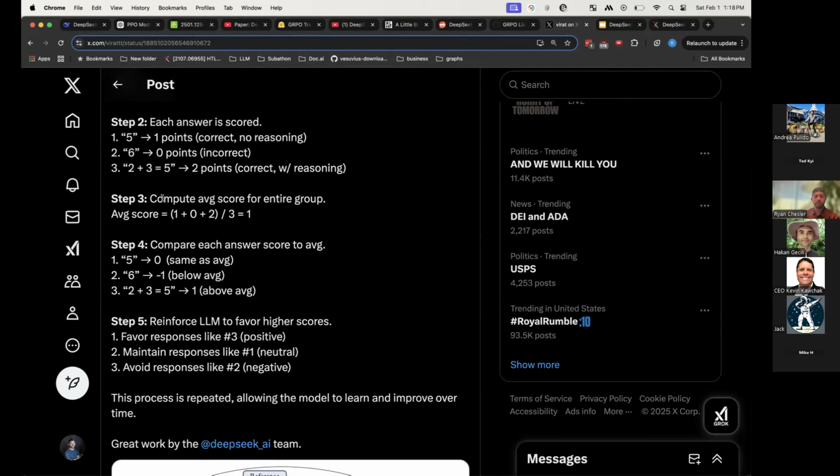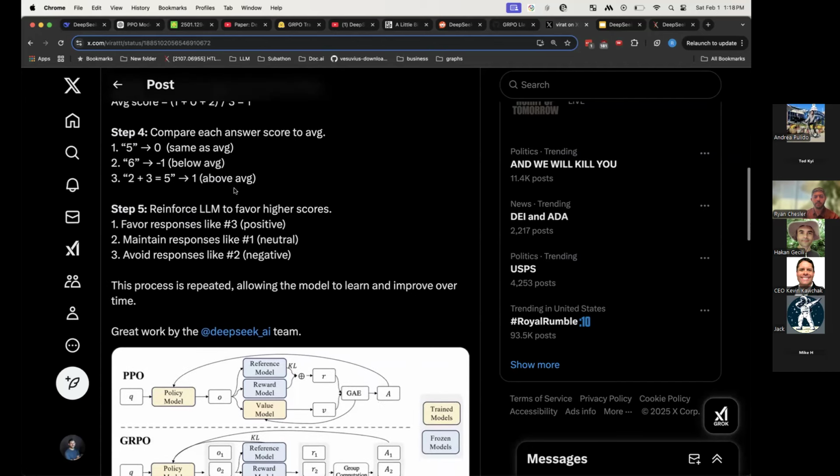And so you're looking at the average score from the group. So you're doing 1 plus 0 plus 2 from all of these scores up here. And then what you're doing is you want to compare each of these individually to the average. So this answer of 5 gets 0 because that was just the average outcome. It wasn't exceptional in any way. 6 gets a -1. You don't want it to do that because it's doing the totally wrong thing. And then the final generation gets a 1 because that was the above average result. So you're saying push towards this one that gave reasoning and was correct.